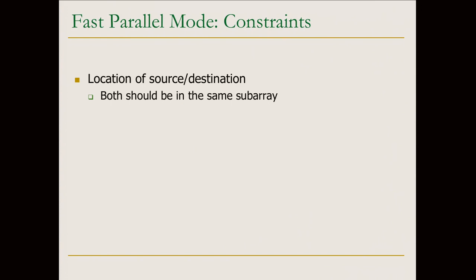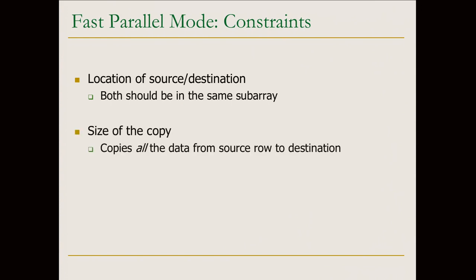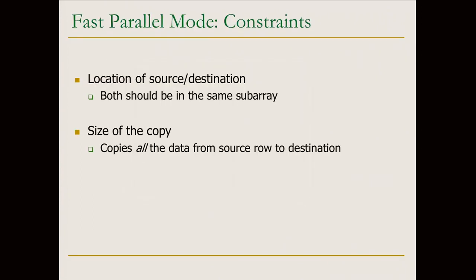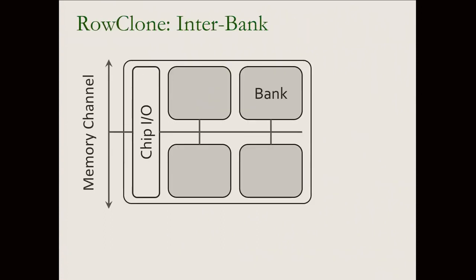Basically, location of the source and destination is a constraint. Both should be in the same subarray for this to work. Size of the copy, it's at the row level. It copies all the data from the source row to the destination. Sometimes you may not want to copy that much, right? So let's take a look at some other, let's remove some of these constraints. So pipeline serial mode, interbank copy removes these constraints, but gives you less benefit.